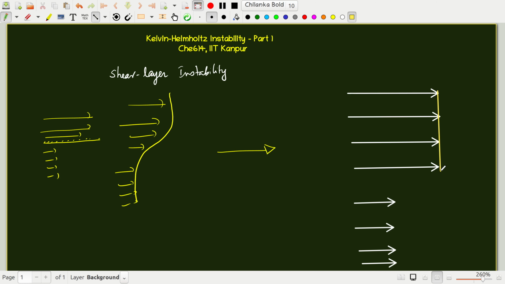You have a plug-like velocity profile in one fluid and another plug-like velocity profile in the second fluid, and there is a jump in velocity at the interface. These fluids are thought to be immiscible in this particular case.